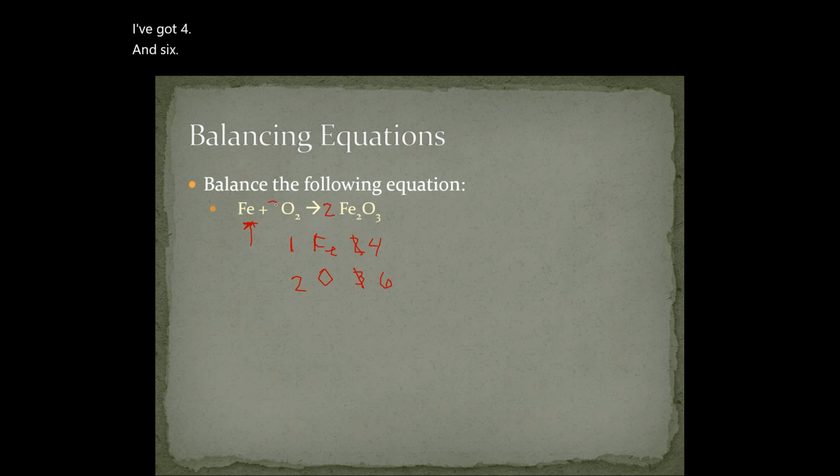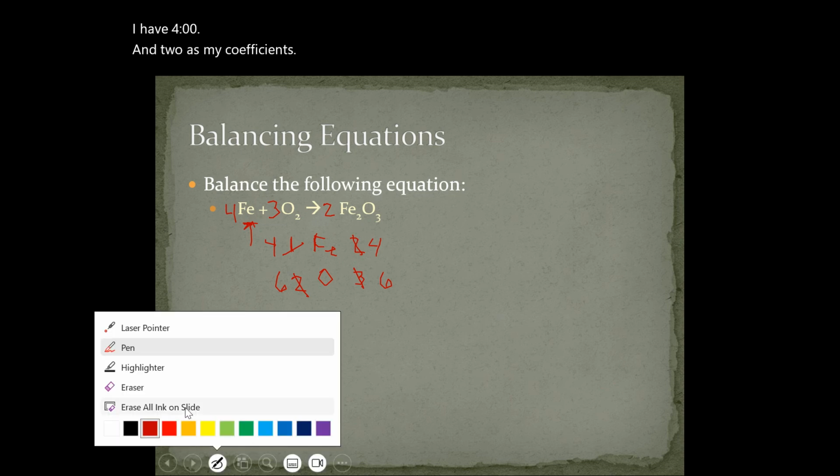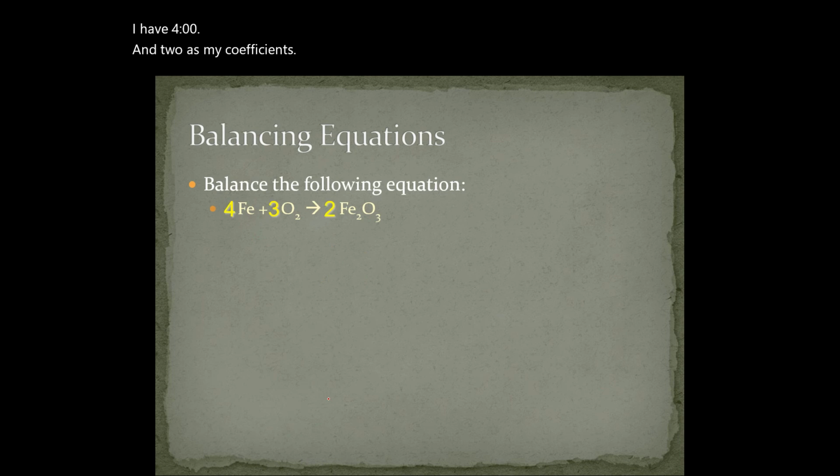But I can balance out my oxygens by putting 3 here. Now I've got 6 oxygens. Oxygens are good. Iron's not so much. So I'm going to go ahead and put a 4 out here. So when this thing is balanced, I have 4, 3, and 2 as my coefficients, which would be the correct coefficients for this particular equation.